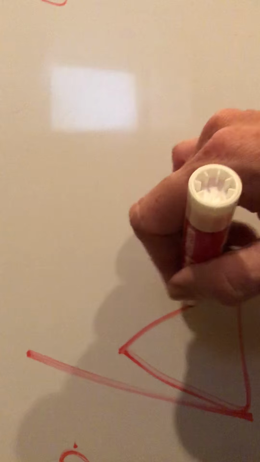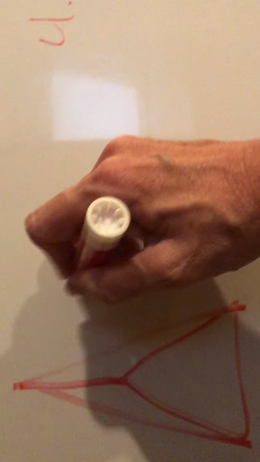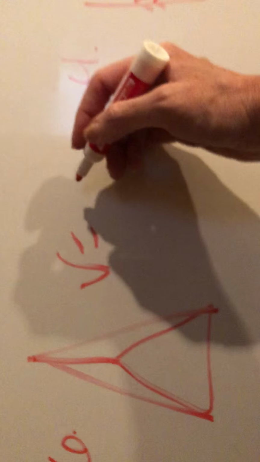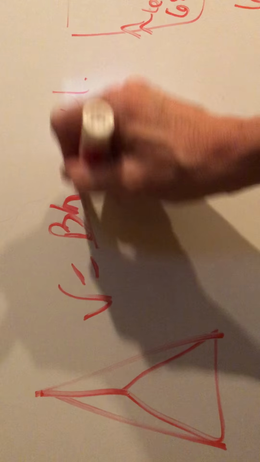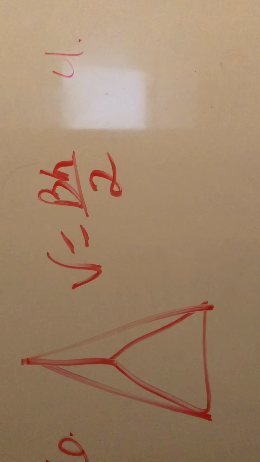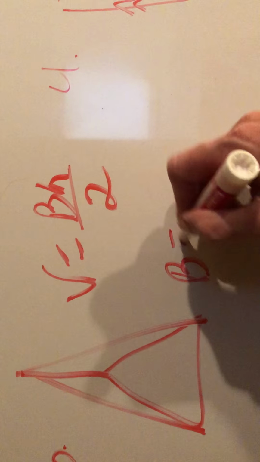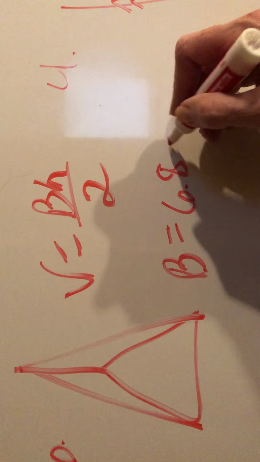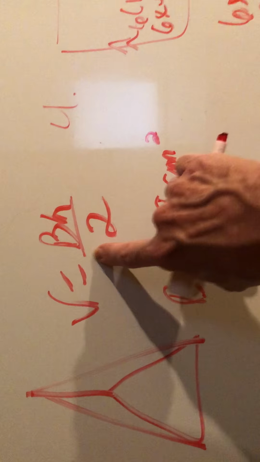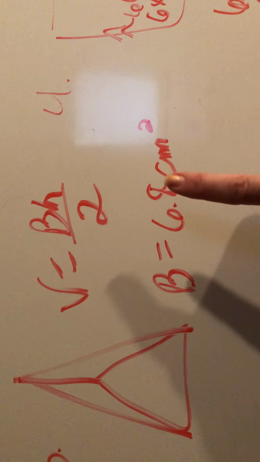Then let's see, number 6. Number 6, we want to find the volume in cubic centimeters of a tetrahedron, which is a regular triangular pyramid. We want the volume of a pyramid. Volume of a pyramid, remember, is base times height divided by 2, where all faces are congruent with a base area. Oh, they give you the base area. They tell you the base area is 6.8 centimeters squared. So they give you big B because that's your base area.